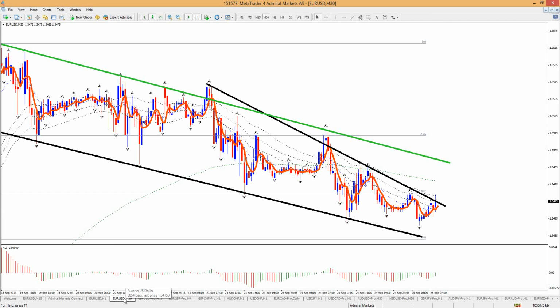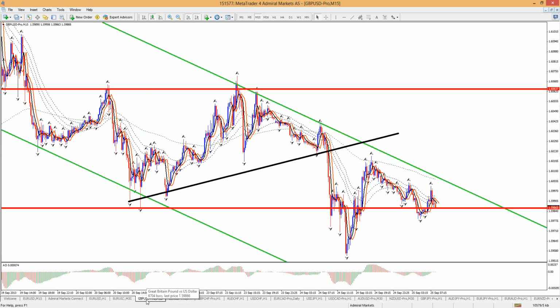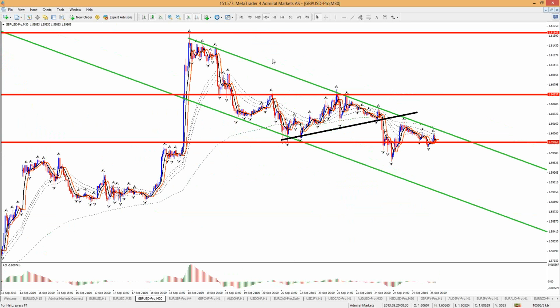Okay, I just want to quickly scan all of them to see with you what's going on. Euro dollar, we still have a while to go, right? We're still at 134.75. Nothing happened as yet. The pound dollar, this is the 30-minute chart. We are waiting for a break of the green line, for example.